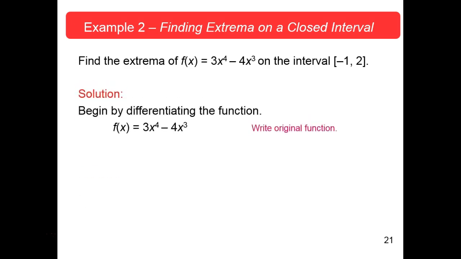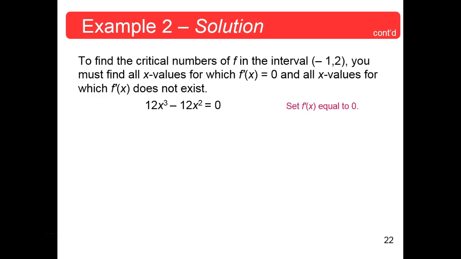Okay. So here's what they suggest. They differentiated first rather than doing the endpoints. It doesn't matter. They wrote this down again as a creative idea. Then they took a derivative and got the same thing we did. Then they wanted to set that. Okay. To find the critical numbers of f in the interval negative 1 to 2, you must find all the x values for which f prime of x is 0, and all the x values for which f prime doesn't exist.